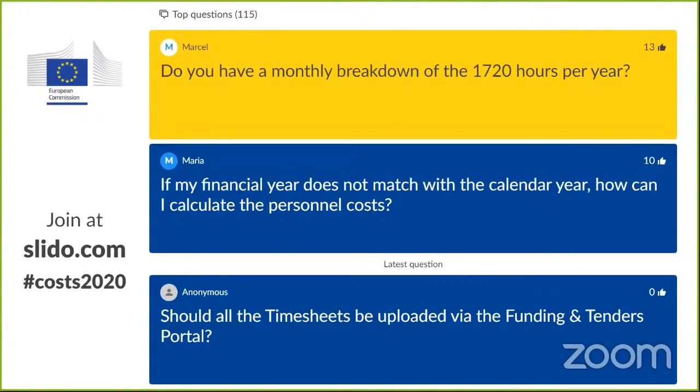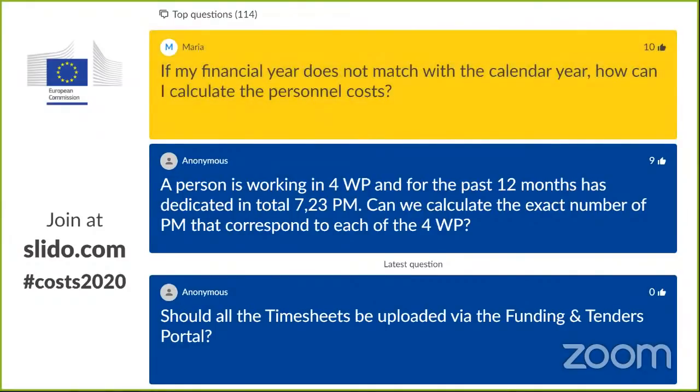Okay. Next one, if my financial year does not match with the calendar year, how can I calculate the personnel costs? No problem, I would say, but David will explain. See, no problem. Of course, the calculation, for all the explanations, it's true that it might be confusing for some of you, because out of simplicity, we always make equivalent the financial year with the calendar year, because that's something that everyone can understand.